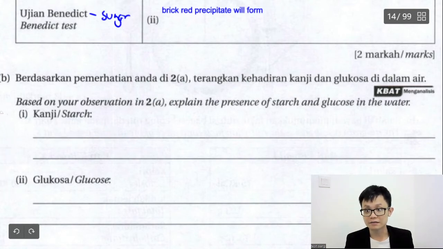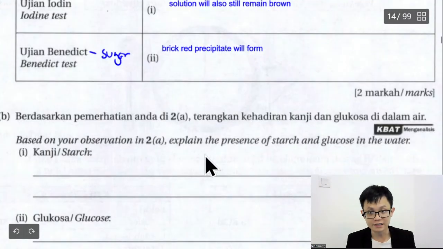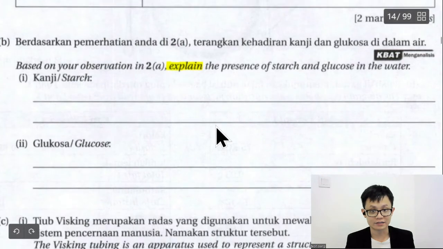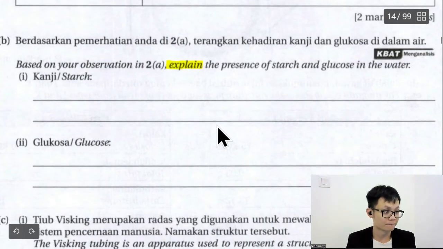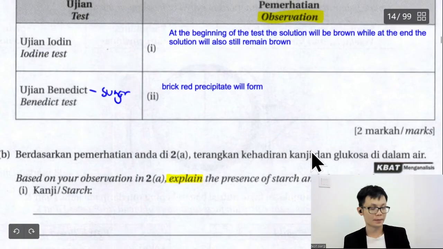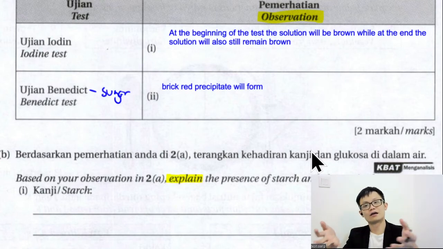What does this question mean? Let's read again. Based on your observation, okay, you already see, explain the presence of starch and glucose. So, what are you going to explain? 4 marks. How can you explain this question? Now I know already. Iodine will become brown, no change. Explain means why? Why like that?